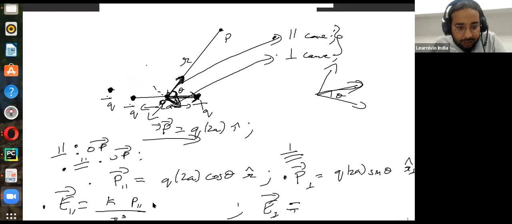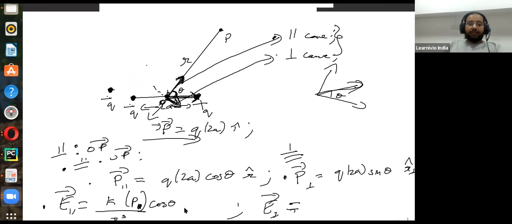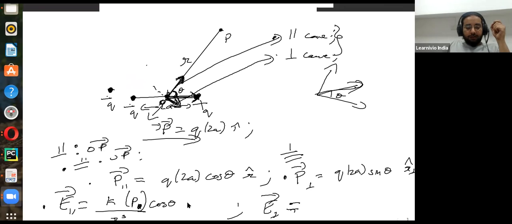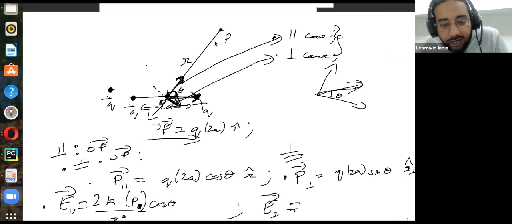Okay, lovely. But this is the cos theta. So it will be P cos theta. Sorry, yes, Kp cos theta. P is essentially the initial. It's parallel, so it will be 2Kp upon R cube. It will be 2Kp upon R cube. This is the parallel direction, correct?